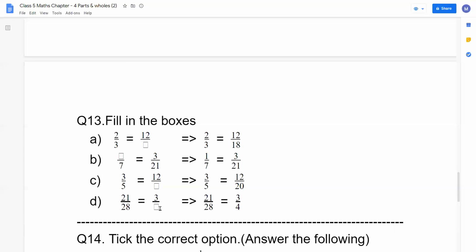So here what is the answer coming in the blank? 4. It is correct. Now see here, 3 7s are 21, 4 7s are 28. So you have to learn the tables well, then you can solve these types of questions very easily.